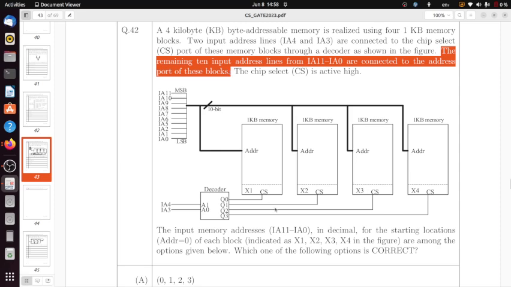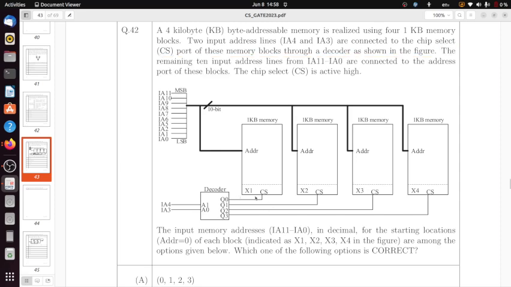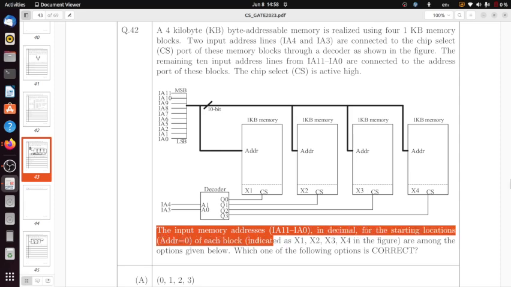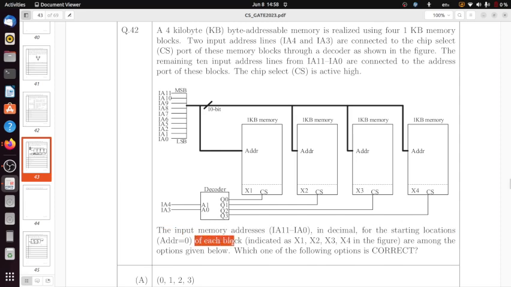So now if we see the picture, the question is about the input memory address, from input address 0 to 11 in decimal. The starting address of each block will start from 0, and that is indicated for each block as x1, x2, x3, x4. So what will be the starting address of every block?